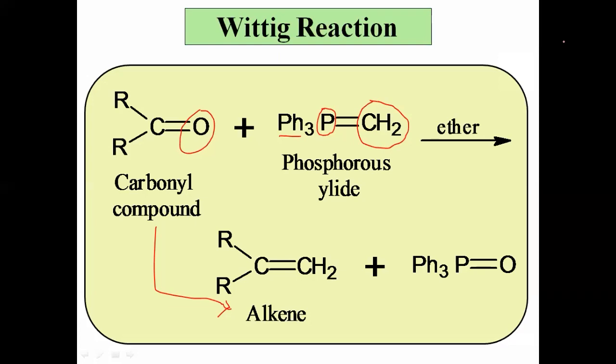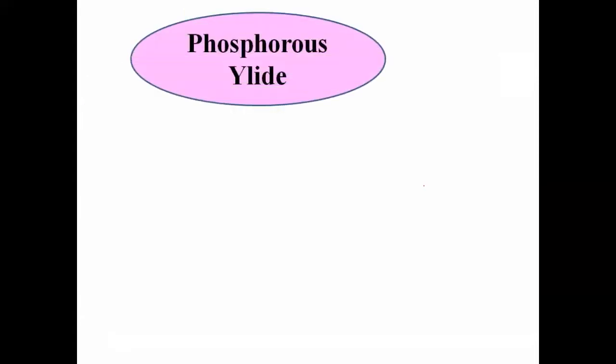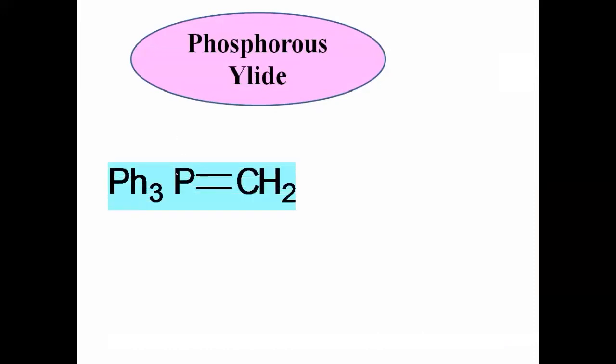Okay, let us see in detail about this reaction, the Wittig reaction. This is a very, very important reaction, very commonly used in organic synthesis, in so many organic conversions, for the conversion of a carbonyl compound into the corresponding substituted alkene. First, we will see what is meant by phosphorus ylide. In detail, we will see about that reagent. Okay, this is our reagent.